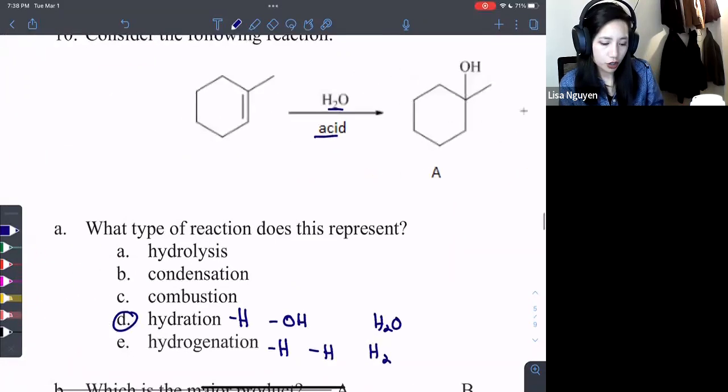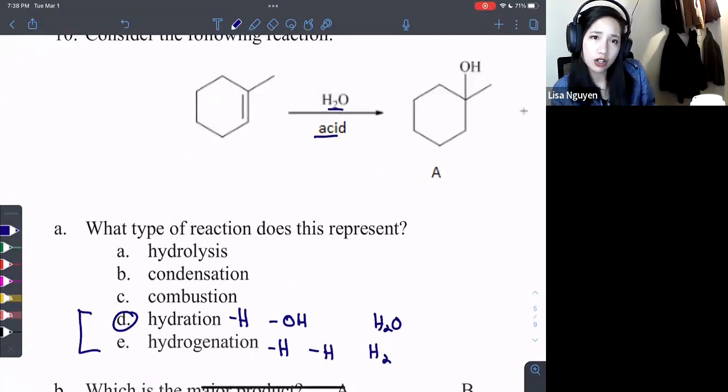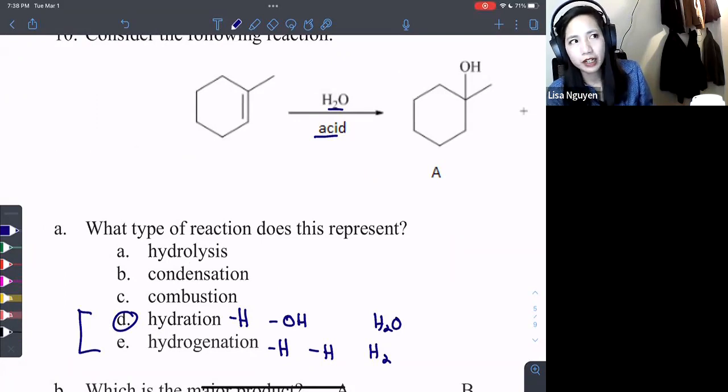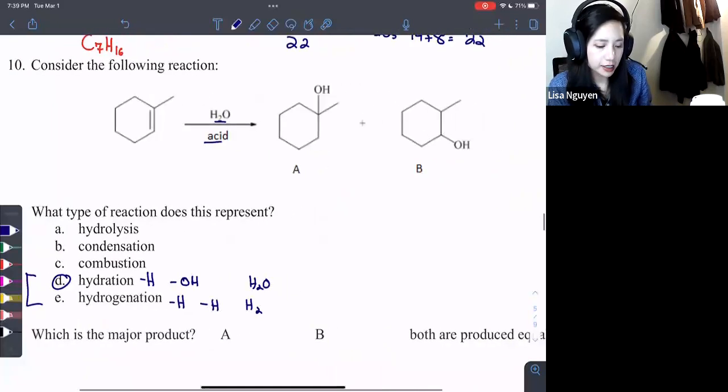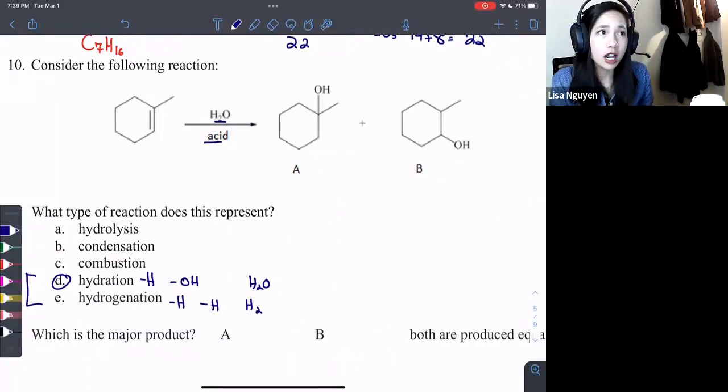All addition reactions, which are hydration and hydrogenation reactions, involve alkenes, so double bonds. When we talk about hydrolysis and condensation, they typically don't involve double bonds at all. All right, so we're adding to a double bond to get rid of it. Okay, so yeah, we should see that this is a hydration reaction.